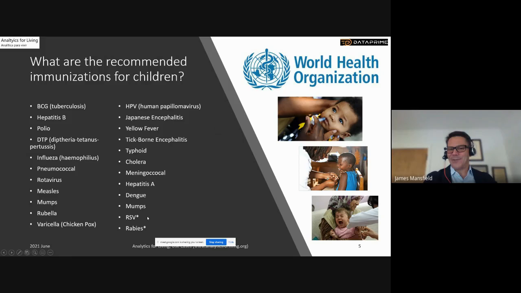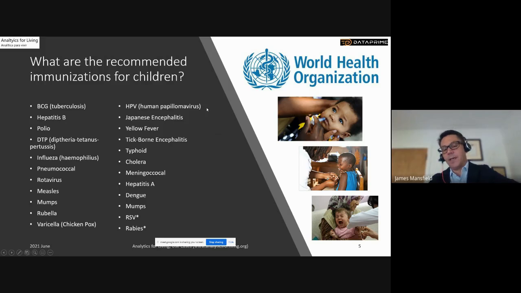RSV is another one too. In the U.S., only babies that are born premature are eligible. If you wanted your child vaccinated for RSV, you may have to pay for that if they're not premature or don't have some other respiratory symptoms. So it really varies by country, but this is the solid list.